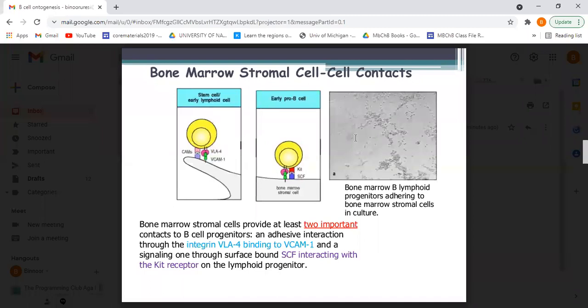the vascular cell adhesion molecule 1 provides the adhesion for the B cell so that it can undergo proper orientation in terms of development. And that requires some hours or some days for this process to go on. Next slide, please.